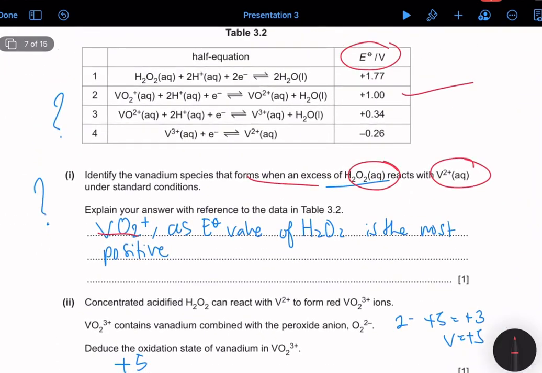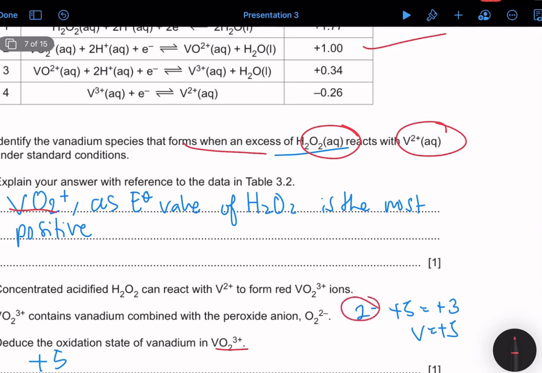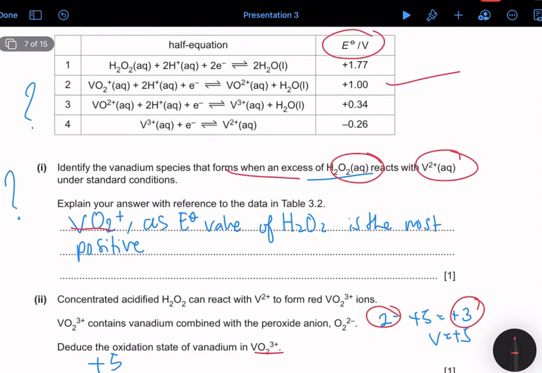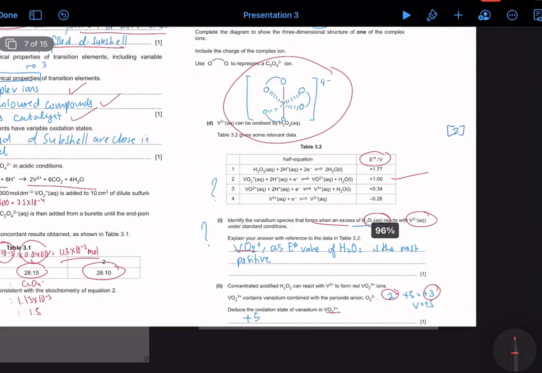Question II. Concentrated acidified H2O2 can react with V2+ to form red VO2 3+ ions. VO2 3+ contains vanadium combined with the peroxide anion. Deduce the oxidation state. It's fairly simple. Negative 2, and you add it with the oxidation state of vanadium, you're supposed to get plus 3. So your V is plus 5 to balance it, because you already have 2 minus and you're trying to get plus 3. That would be the oxidation state.